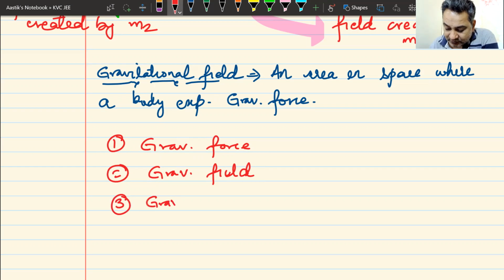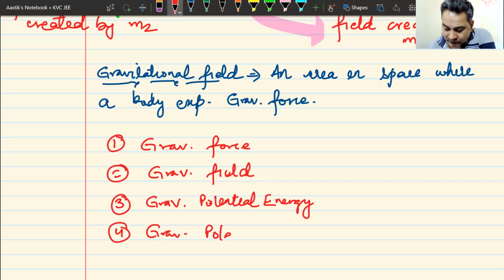Since gravity is easier to understand, it becomes easier for gravitational potential energy. That is the third term that we must understand: gravitational potential energy. Number four, gravitational potential, or gravitational potential difference. These are the four terms which are linked to each other. They are not independent. If you understand one term, you should be able to understand all the terms.